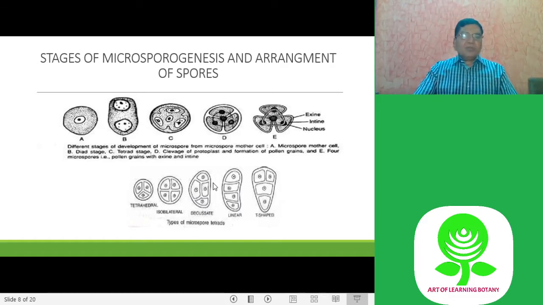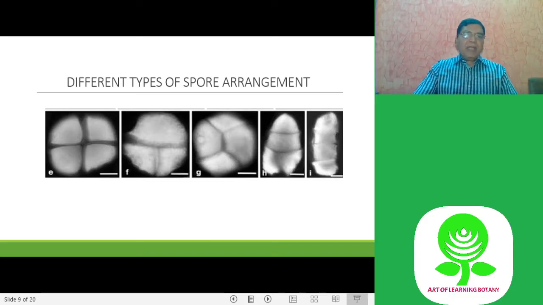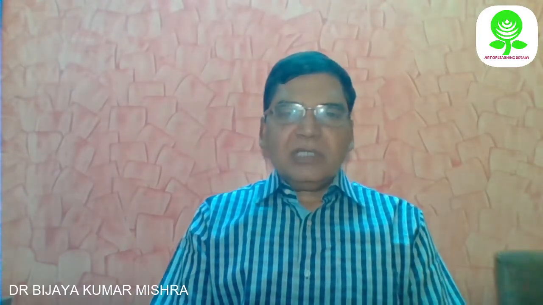But there are other types also. Now you can see this. Here see other types of arrangement. This is isobilateral type. This is a T type. This is a decussate type. This is a linear type. So different types of arrangement of microspores are there. Anyway, the microspores are formed by the process of meiosis, and the microspore is the first cell of the gametophyte. This haploid cell is very essential. This leads to the turning point in the life cycle of an angiospermic plant which is reproducing sexually.